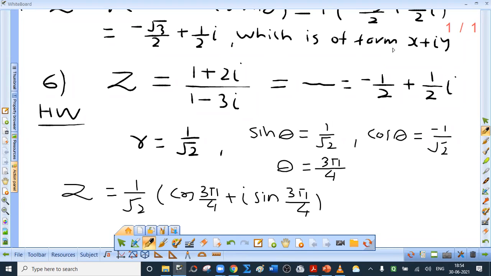Angle is greater than 90 degrees but less than 180 degrees, and ratios are similar to those for 45 degrees. So 90 plus 45, that is 135 degrees. In radians, 3 pi upon 4. Actually, polar form is not asked. So you just have to write that modulus is 1 by root 2 and argument is 3 pi upon 4.